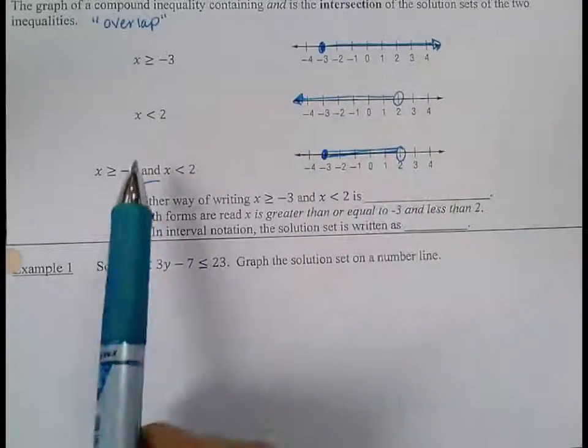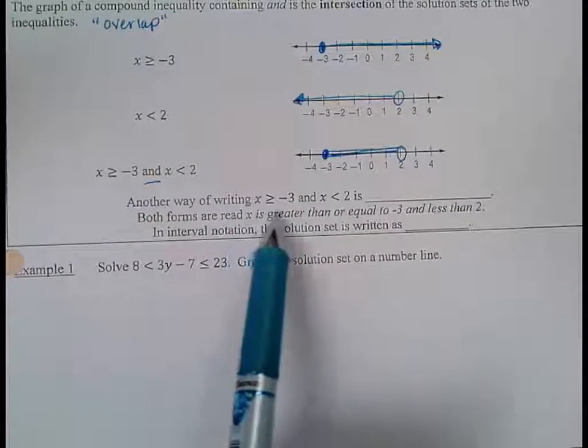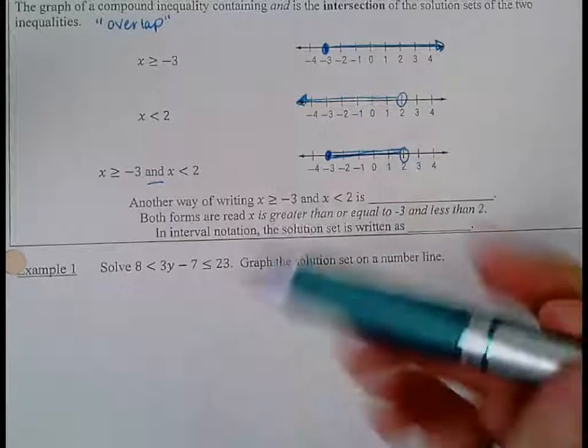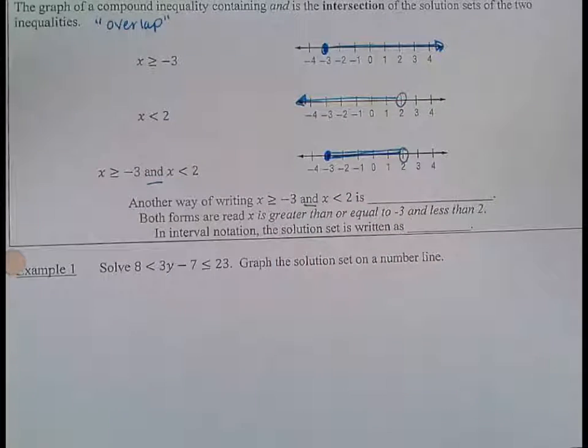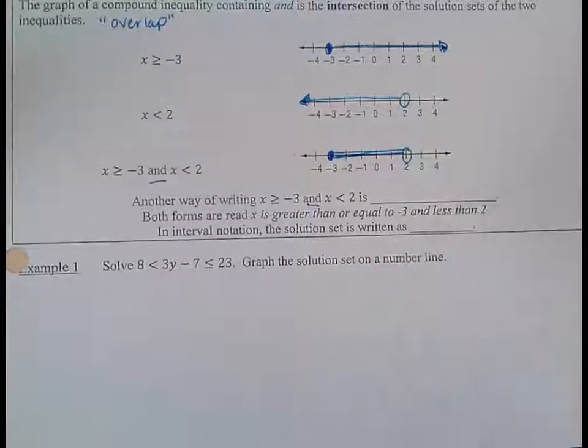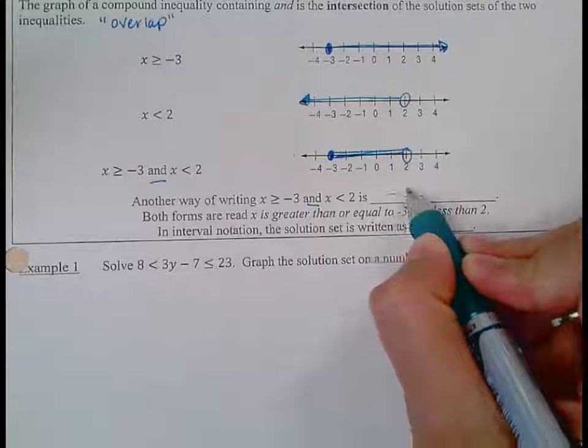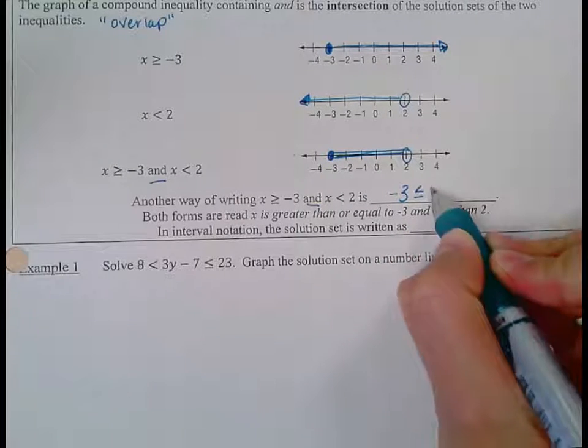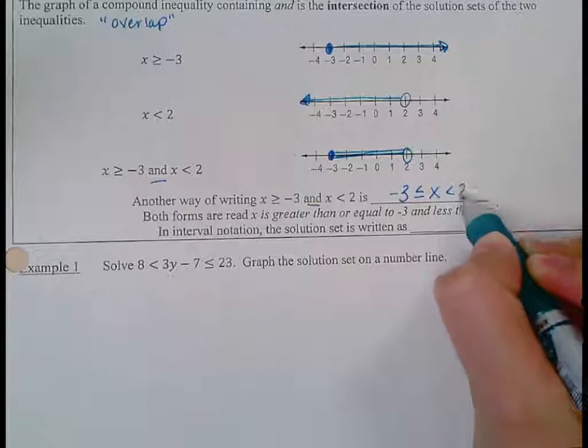Another way of writing this compound inequality, so if it's joined by and specifically, there's a shorthand way to write it, if you will, or an alternative way to write it. I'll write it and then I'll explain it. So it would look like this. So -3 is less than or equal to x is less than 2.